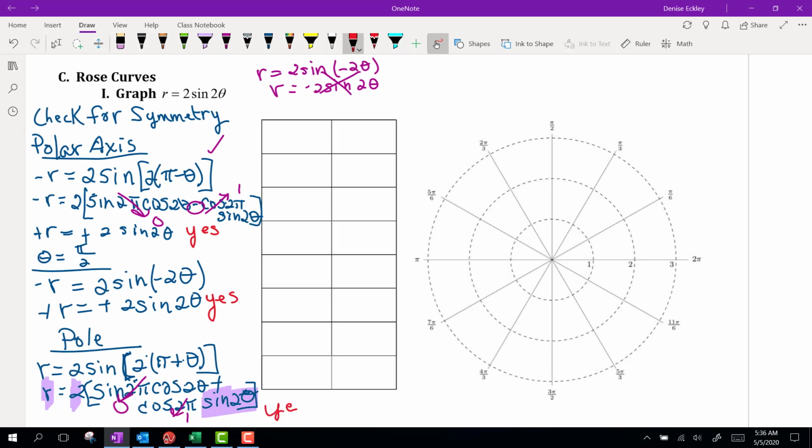So this curve has all 3 symmetries. So we're going to draw half of it again and then go back and draw the rest.